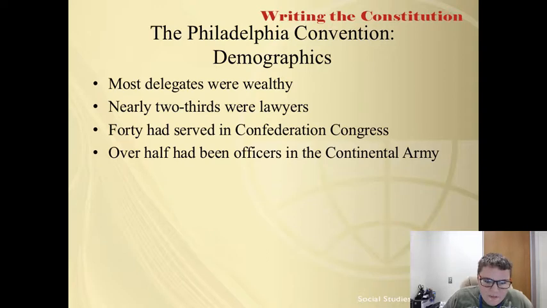Some of the delegates had been state governors. Eight had signed the Declaration of Independence, while some older delegates, such as Washington and Franklin, had prominent roles. Most of the delegates were relatively young. Their average age was just 42, while several of the more illustrious delegates, such as Alexander Hamilton and James Madison, were in their 30s.